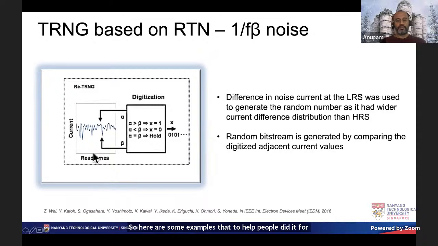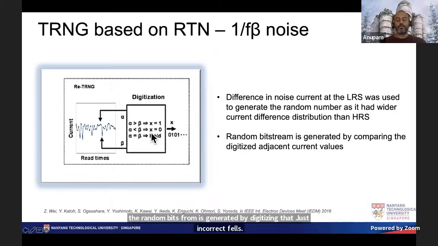This is the case where there are a number of read times and the current pulses that are followed with digitization. So if the alpha parameter is greater than beta, then we say the x value is 1. If it is less than beta, then x equals 0. If it is the same, then we simply hold. So the difference in the noise current is used as a source for generating random numbers, and this current difference distribution is shown to be a sufficiently strong source of entropy. So the random bit stream is generated by digitizing the adjacent current values.